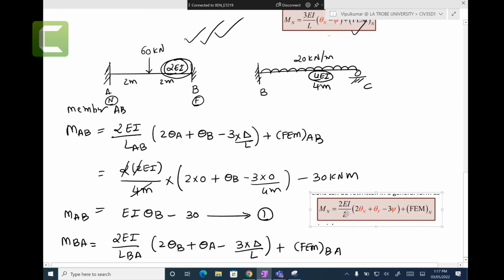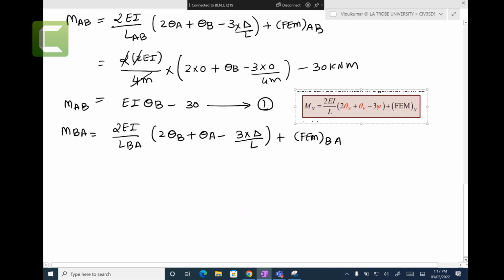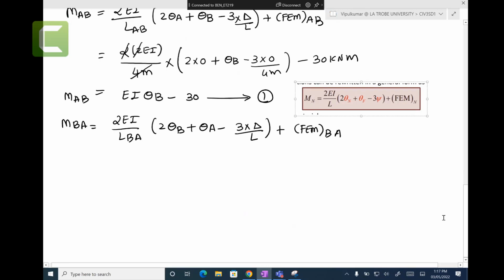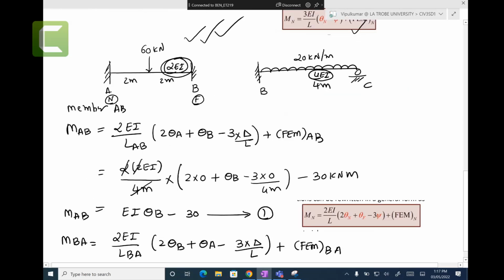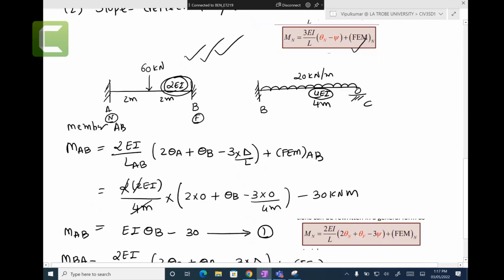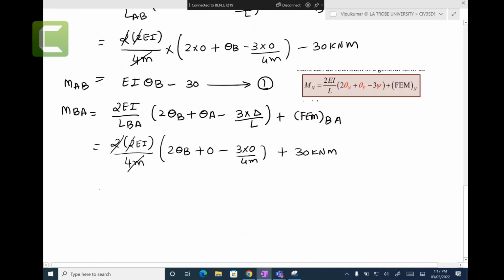Let me put it close to here so you can see. Same configuration. 2 EI for member AB is 2 EI. Length is 4 meters. Theta B we need to find. Theta A is 0. No settlement. Fixed end moment is 30 kilonewton meters for BA. We calculated that one from here. Right? So this would go on. So 2 EI theta B plus 30.